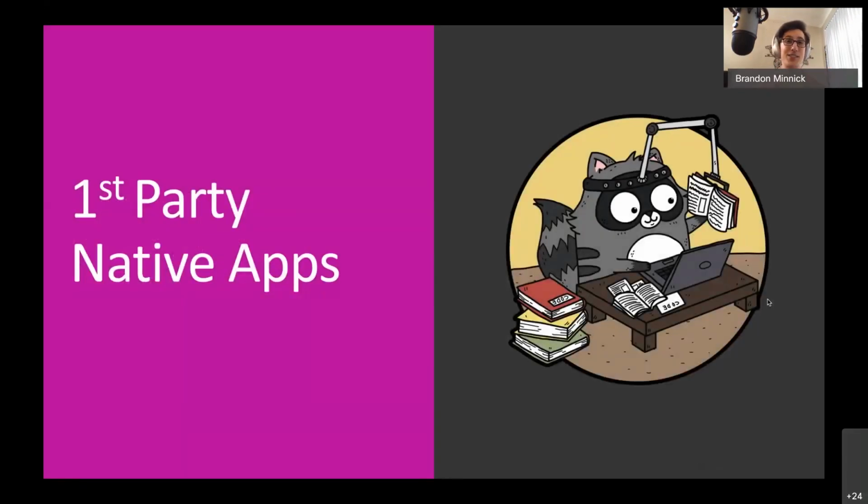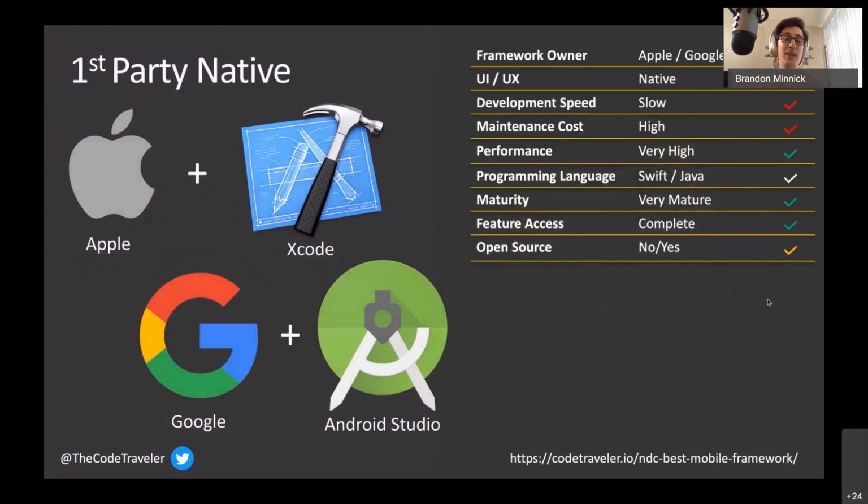Okay, so enough talking about the apps. Let's dig into the different frameworks available to us. And the first one we'll be talking about are first-party native apps. By first party, I mean you are using the tools that Apple and Google build for developers to make apps for their operating system.